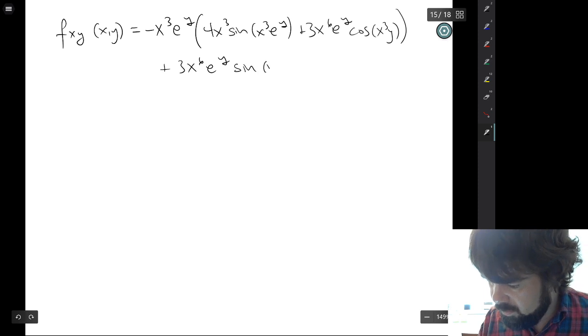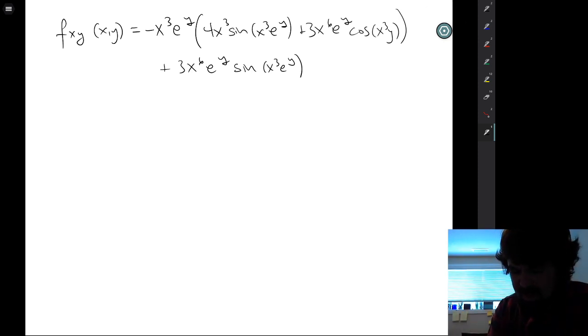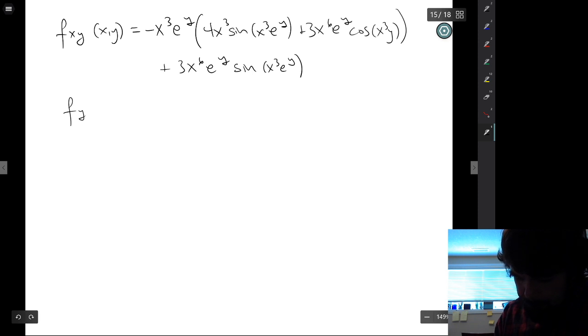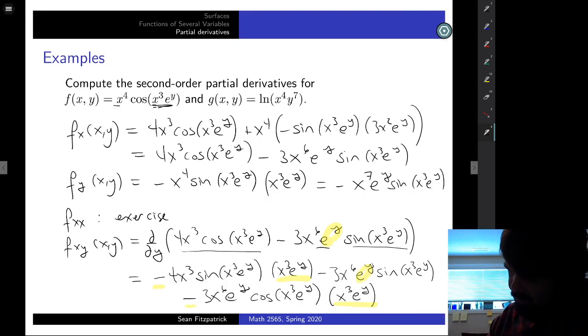Okay. So yeah, it gets ugly, right? It gets ugly in a hurry. Make sure I got that all right. I did. Okay. x to the 7 e to the y. Now let me do the other one. So remember that we had x to the 7 e to the y cosine of x cubed e to the y, right? That was the y derivative.